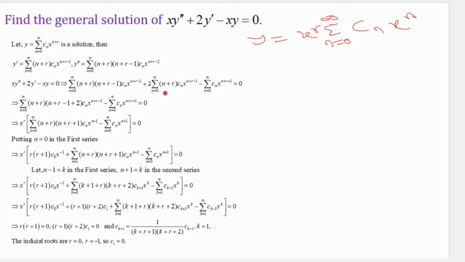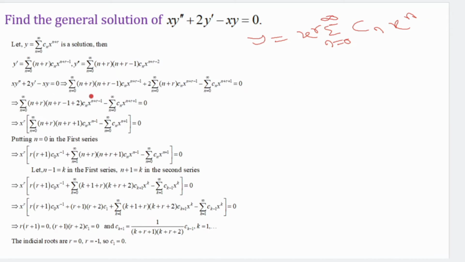Then we put just y prime here, and here we have minus xy, so our y is this one. When we multiply this one by x, then the power will be n plus r plus 1. So that's why this one comes summation n equal to 0 to infinity Cn x power n plus r plus 1, because we multiply by x. Now our given equation becomes like this.